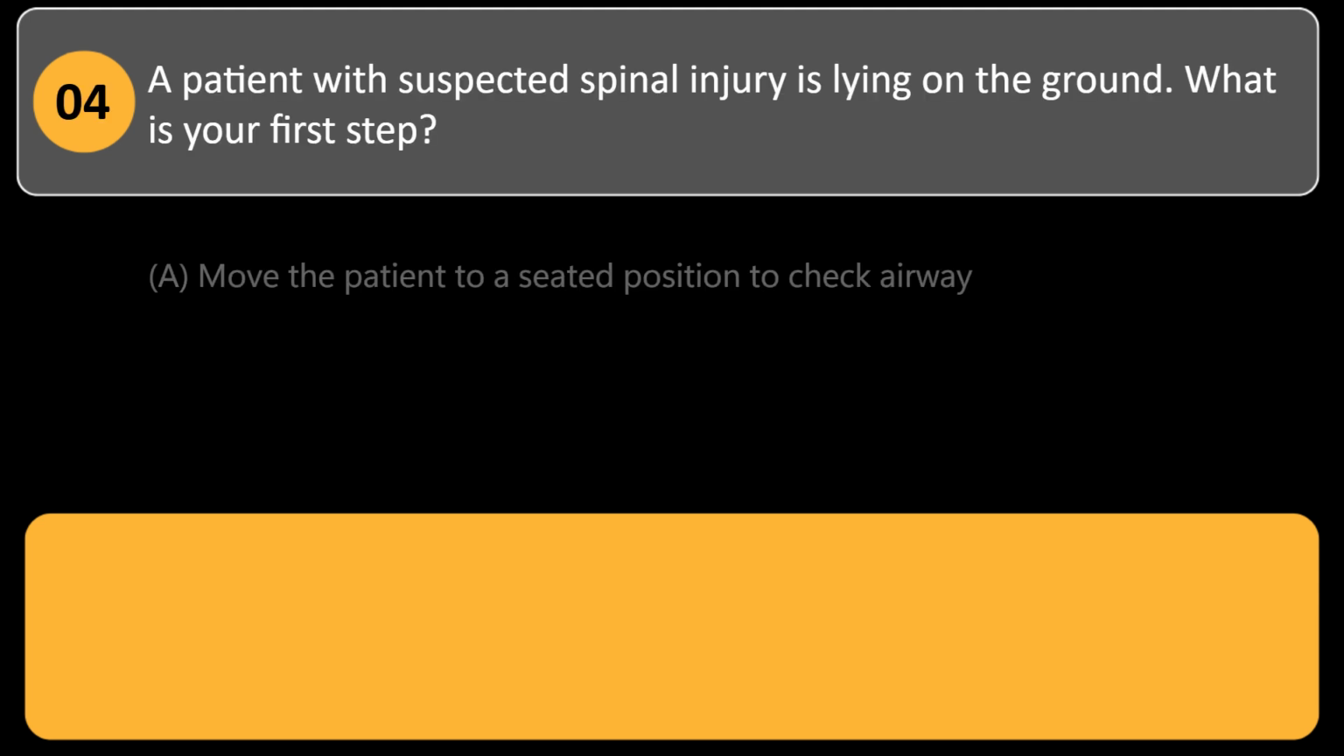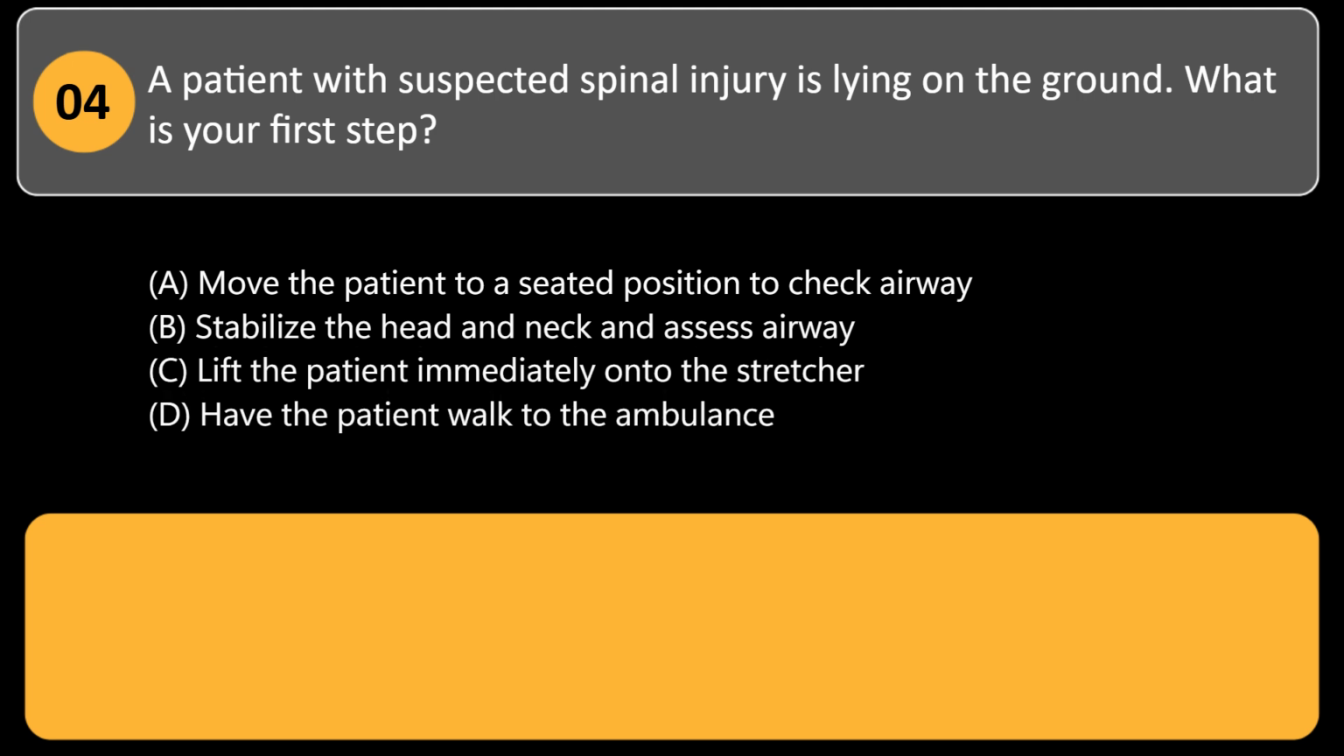A patient with suspected spinal injury is lying on the ground. What is your first step? A. Move the patient to a seated position to check airway. B. Stabilize the head and neck and assess airway. C. Lift the patient immediately onto the stretcher. D. Have the patient walk to the ambulance.